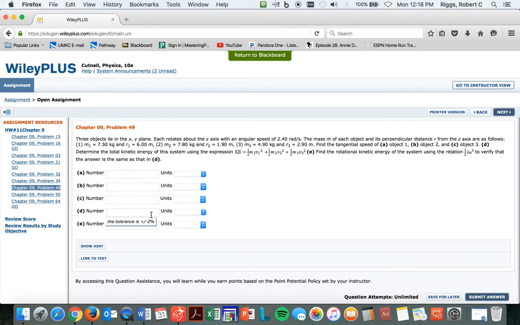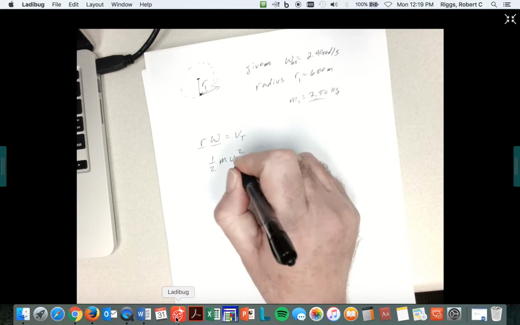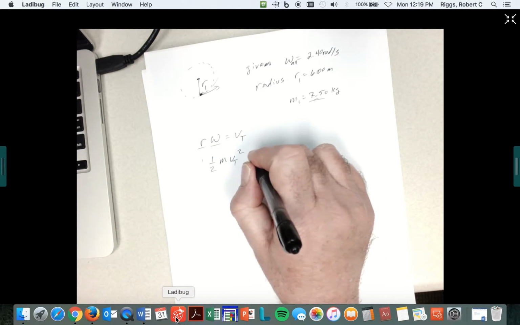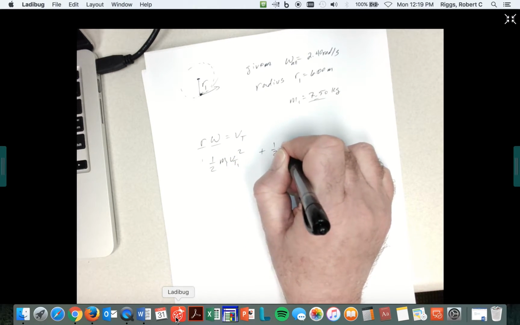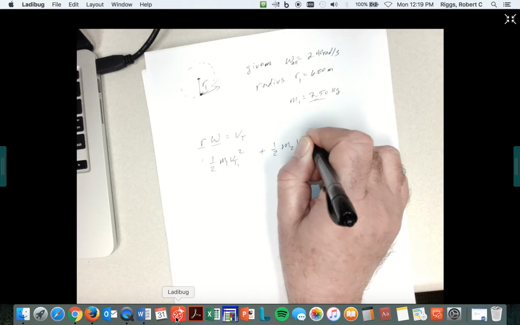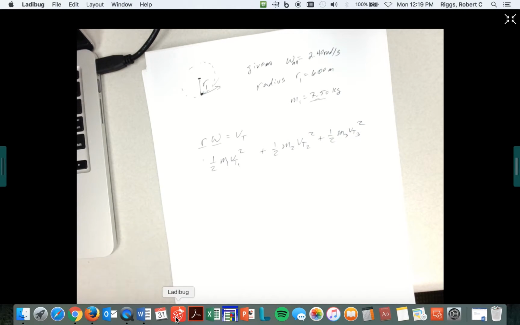That's kind of intense. And then they want the total kinetic energy of the system, and then they want the total rotational kinetic energy of the system. Because it's not rolling, you're just going to add up. Just going to add those up like that.